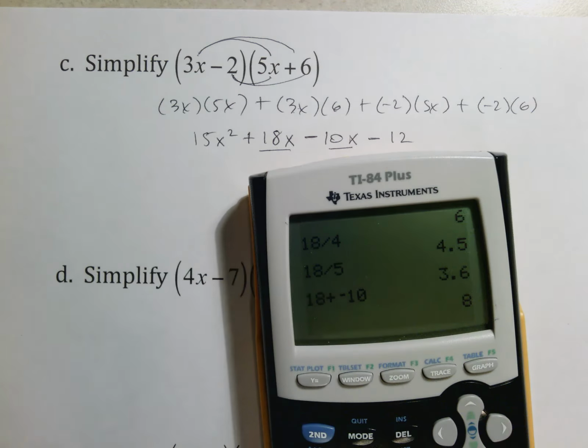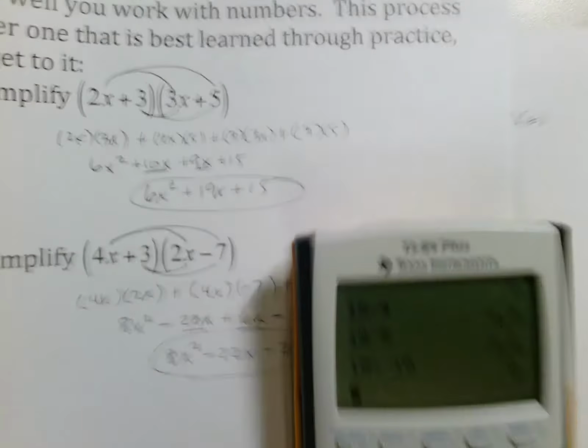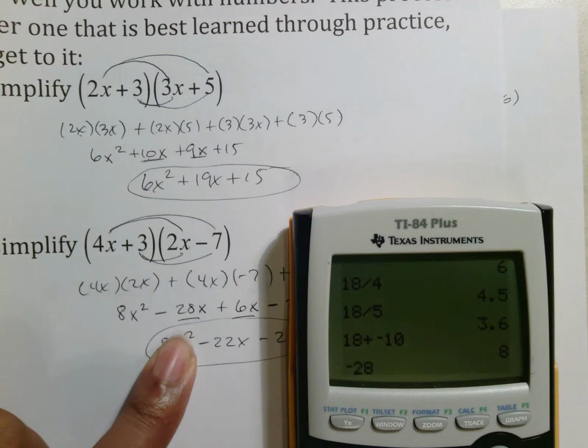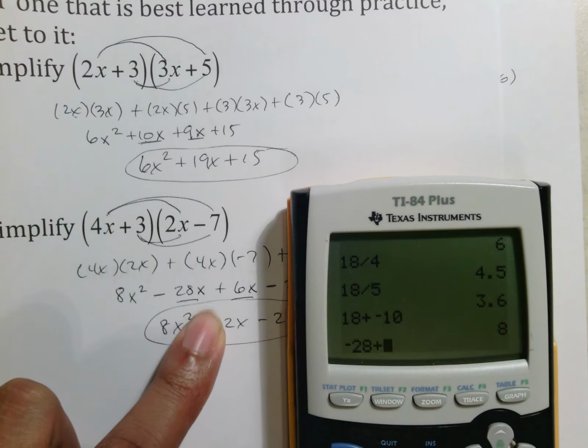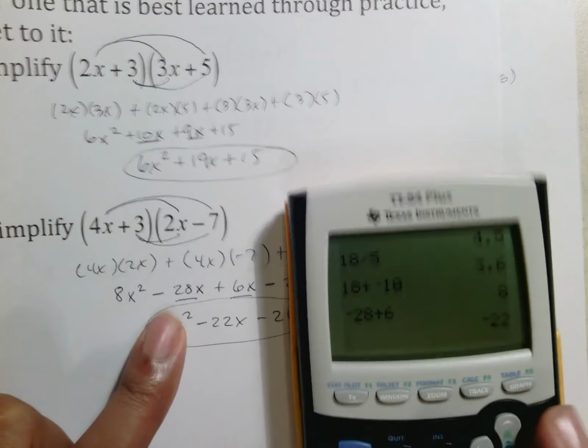Just like on the last one, we had negative 28 plus 6, and it tells me right here that my answer is negative 22.